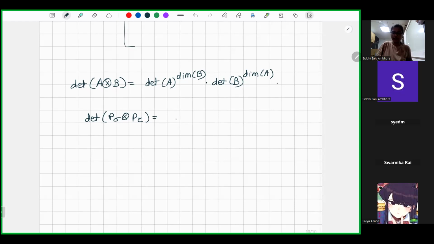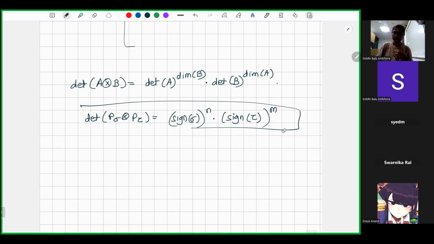determinant of p sigma, that is signature of sigma, to the power of the dimension of Y, which is n, times the signature of tau to the power of the dimension of X, which is m. So this is what we get: the signature of one element to the power of the other set. And that is nothing but the signature of sigma cross tau.